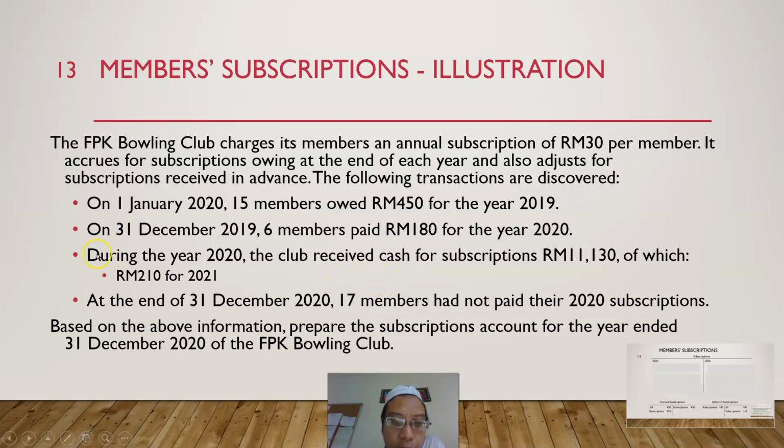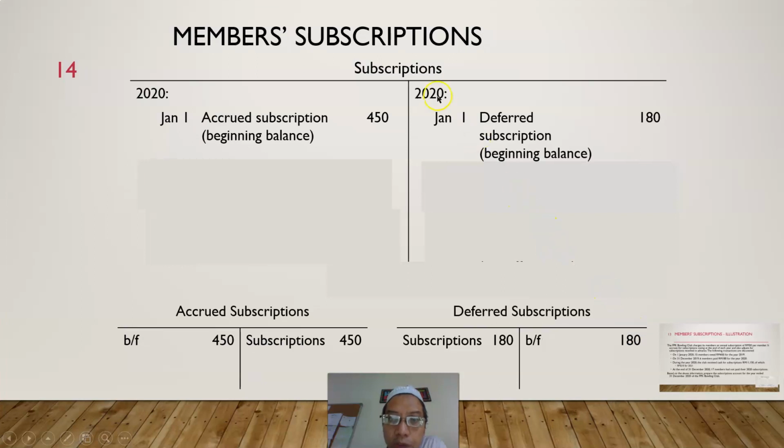Okay, there are two things here. Firstly, we receive cash of 11,130. So because we receive cash for subscription, we need to credit the subscription account by the amount of cash, 11,130, and of course we will debit the cash account. So that is one part.